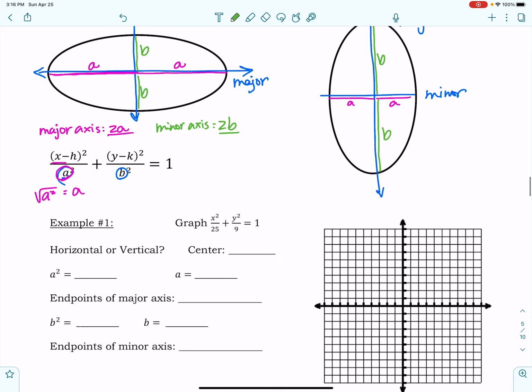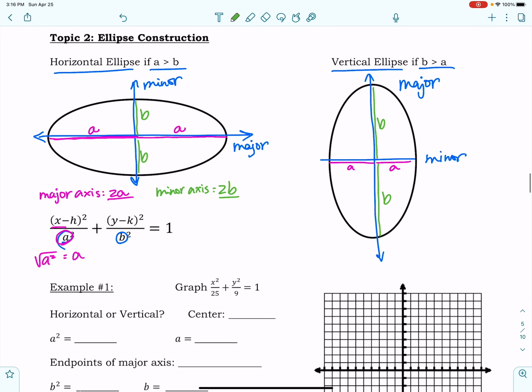All right, so that is just general information about the ellipse. And then in coming videos, I will talk more specifically about our examples, how we find all of the different values and how we graph these.